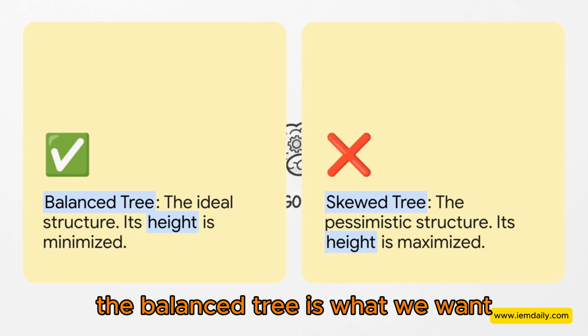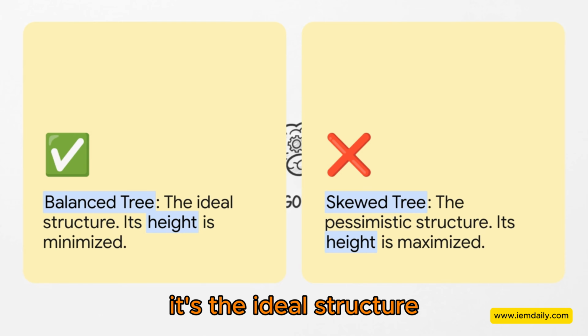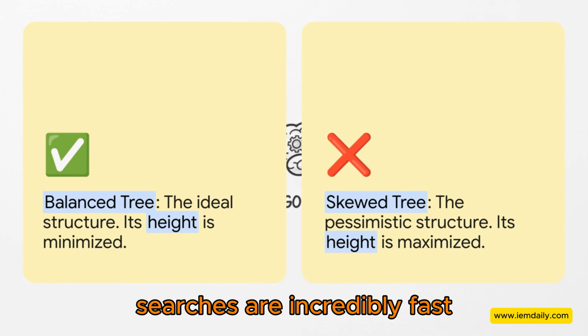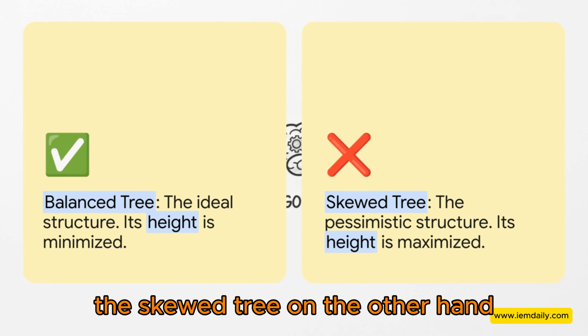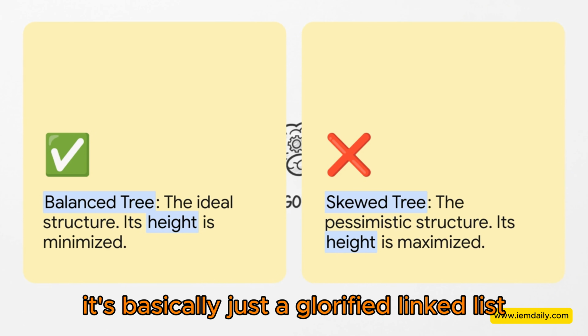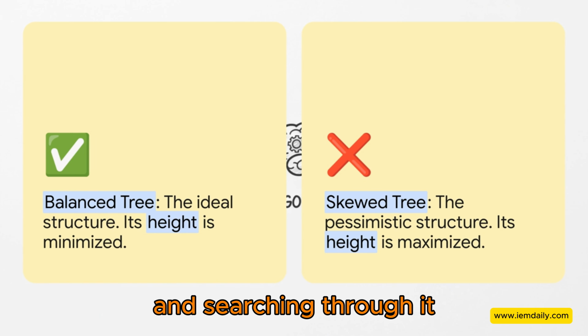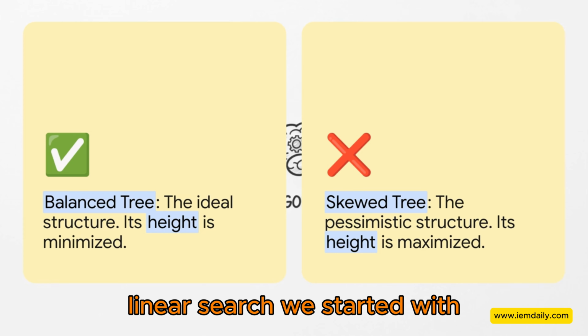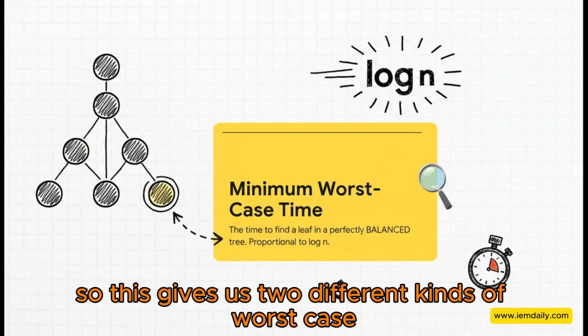The balanced tree is what we want. It's the ideal structure. Because its height is minimized, searches are incredibly fast. The skewed tree, on the other hand, is a performance nightmare. It's basically just a glorified linked list, and searching through it is just as slow as that simple linear search we started with. So this gives us two different kinds of worst case.